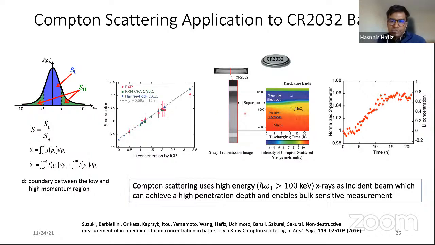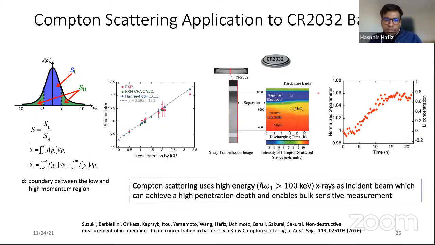And this image shows the X-ray transmitted image, and the intensity of Compton scattered X-rays over time, and we see the diffusion of lithiums from this negative electrode to this positive electrode, which results in a volume expansion over time. As you can see, this separator moves toward the negative electrode, toward the anode, because as time goes on, lithiums diffuse through the cathode, and the cathode has a volume expansion.